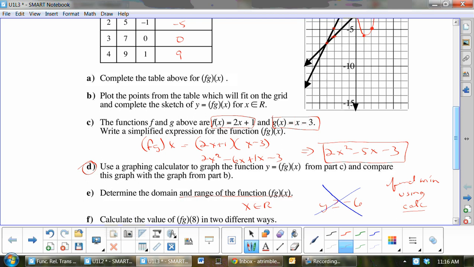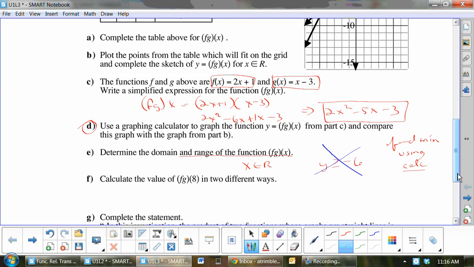I'd be willing to bet you they will do something like this to you in the diploma, and they will say range x is greater or equal to negative 6. You're like, yeah, that's it. I can see it right on the graph. Negative 49 over 8, which is what in decimal? Negative 6.125, right? So they're seeing, are you actually graphing it? So you find the minimum using your calculator, and your range is actually y is greater or equal to negative 49 over 8.